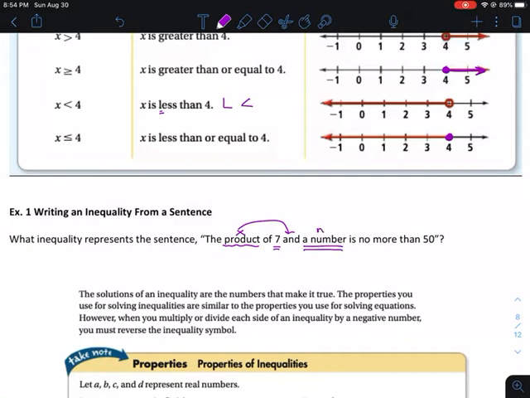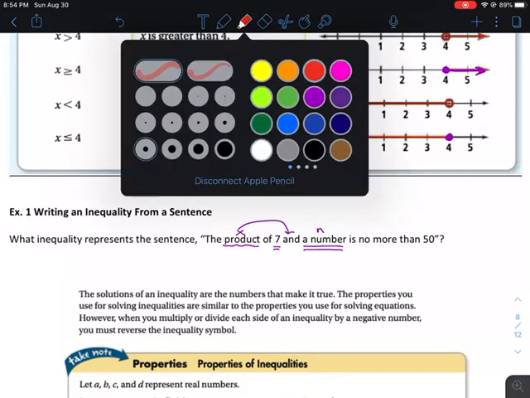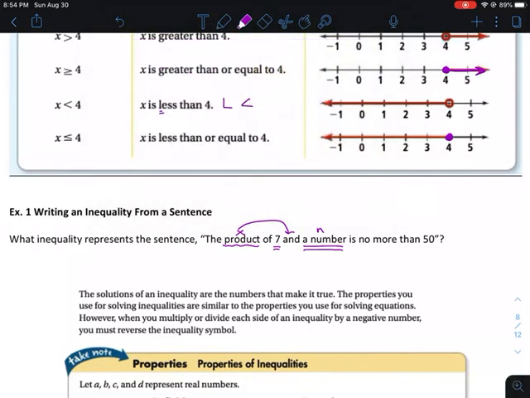Maybe we want to pick something like n to represent the number. Then it says is no more than. Is no more than is what we are looking at in terms of that inequality. So is no more than, well, what does that mean? If it's no more than, that means it's really not more than. And if you're not more than, well, what could you be? You could be a less than, or you can be an equal to. So if we have the product of 7 and a number, and we said we would use n, we can have 7n is less than or equal to 50.